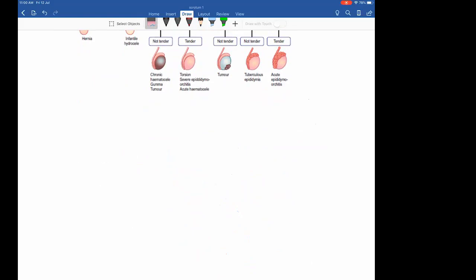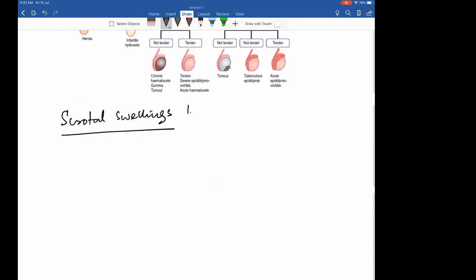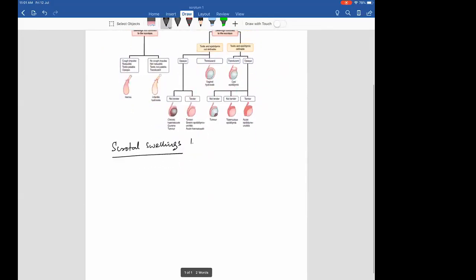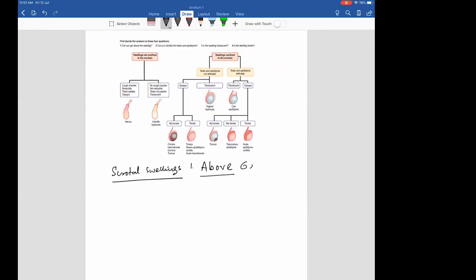Now, whenever you get a scrotal swelling, first things first, what becomes important is to make a note of the difference, because your approach then changes. The first question that you ask yourself is, am I able to get above the swelling? So the first question of concern is, am I able to get above the swelling?